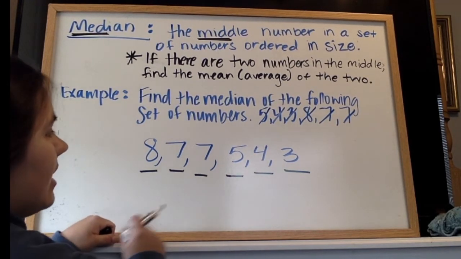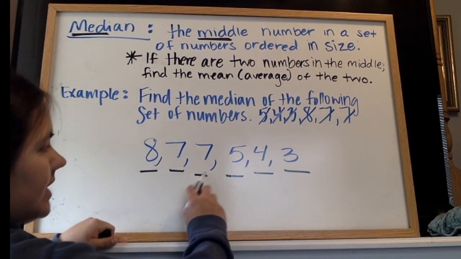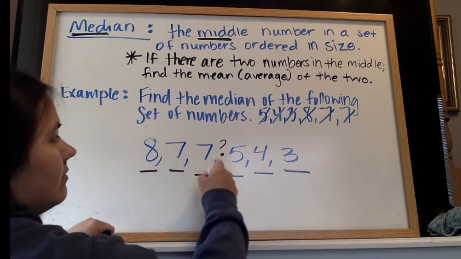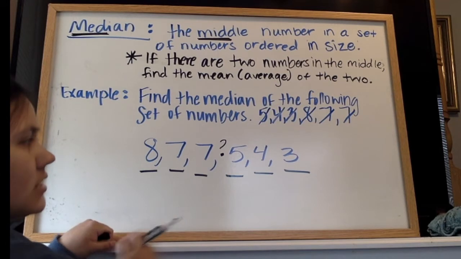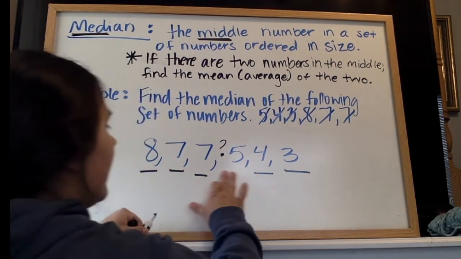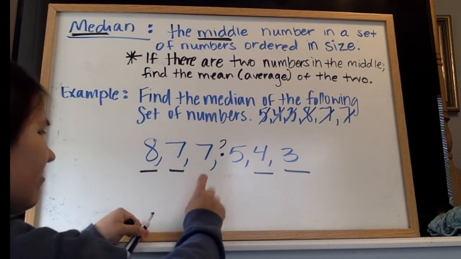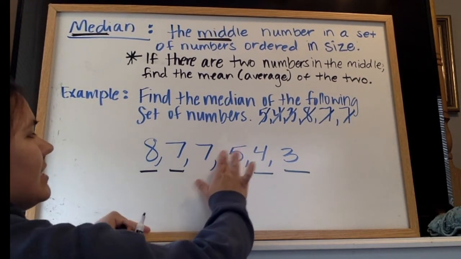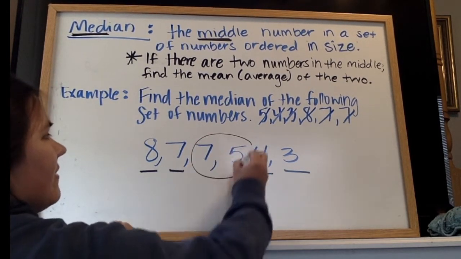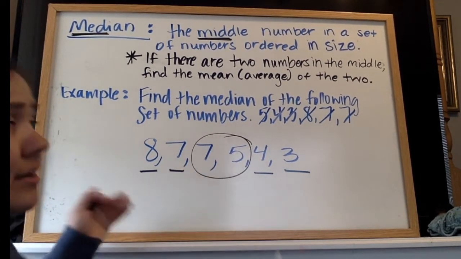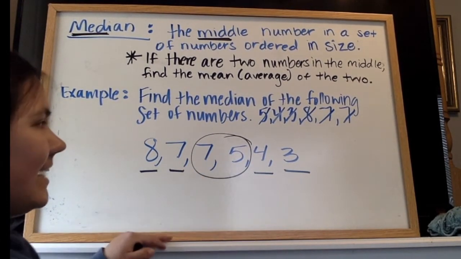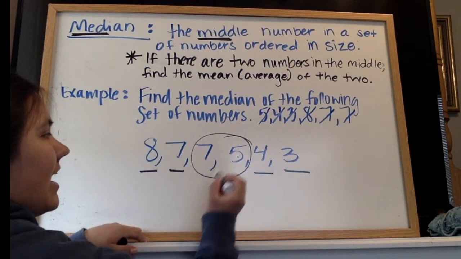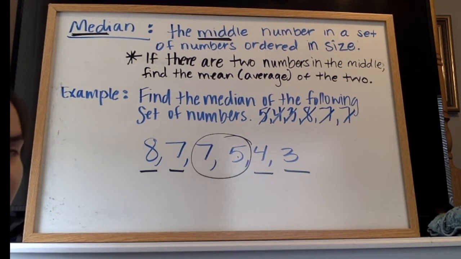And here's where I made a mistake. If I cross off 3 on this side and 3 on this side, there's nothing left in the middle here. Okay, so what that means is I cannot cross off these 2. That means that 7 and 5 are both in the middle. But we can't have 2 medians. We need to take 7 and 5 and find the average of that, okay?